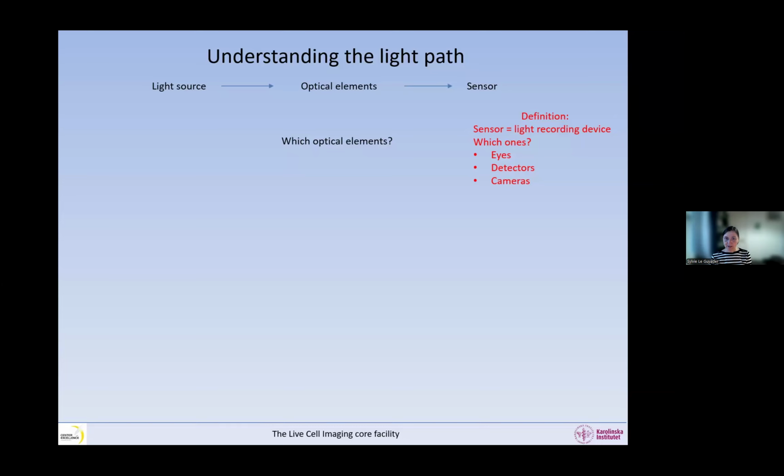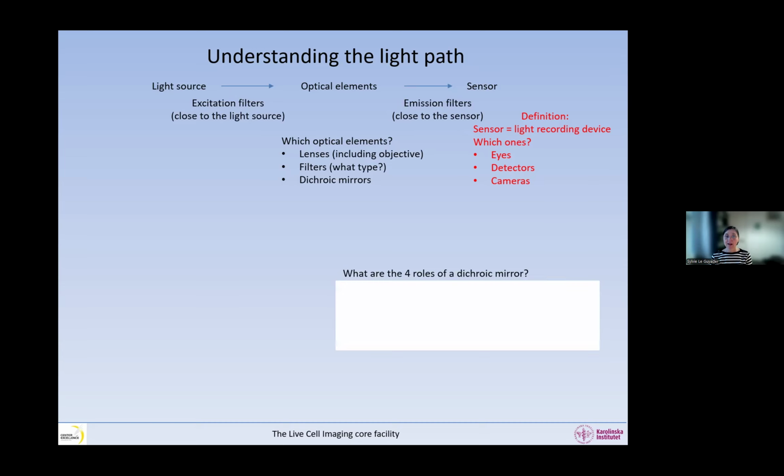What about the optical elements? For example, we have lenses, including the objective. There are lots of lenses in the objective, but there are lenses also outside of the objective in the microscope. We have filters. What types of filters do we have? We have excitation filters, and because they deal with the excitation light, they are close to the light source. And then we have emission filters, and because they deal with the emission light, they are close to the sensor. That's logical, given the place where they are. The optical elements include dichroic mirrors. Now what are the four roles of a dichroic mirror? You guys tell me.